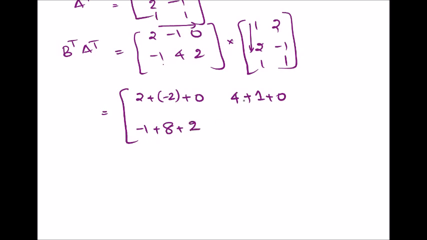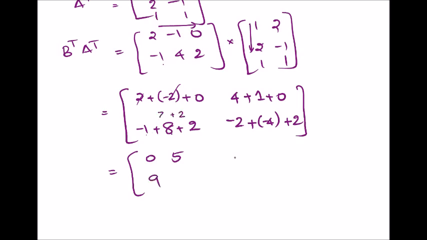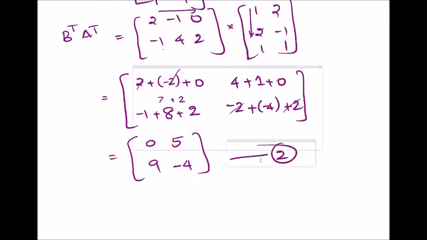Then the next column, minus 1 into 2, minus 2, plus 4 into minus 1, that's equal to minus 4, plus 2 into 1, that's equal to 2. This minus 2 and plus 2 will cancel, that's equal to 0. 4 plus 1, 5. Minus 1 plus 8, 7. 7 plus 2, that's equal to 9. Here minus 2 and plus 2 are cancelled, so we get minus 4. Hence, this is marked as equation 2.